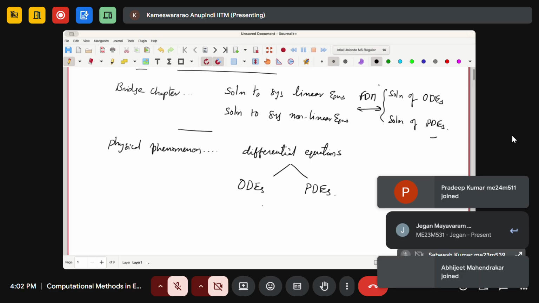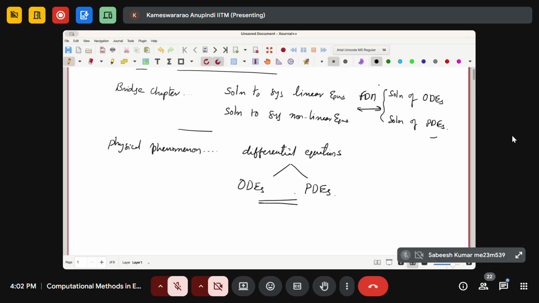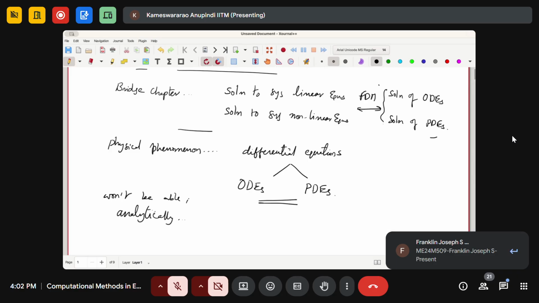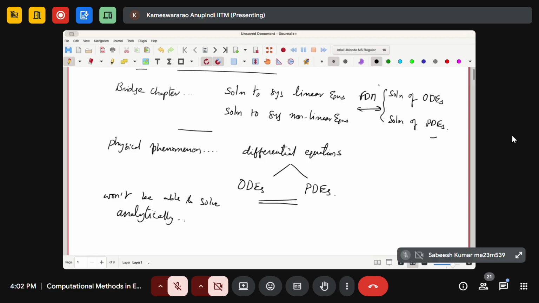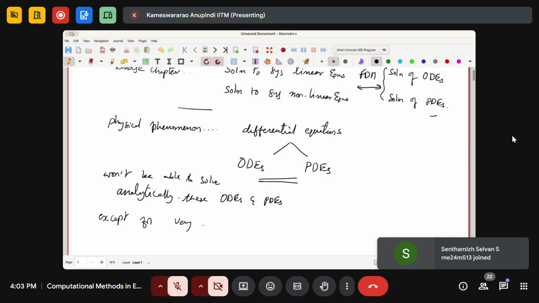Okay, but then we cannot solve these ODEs and PDEs. ODEs to some extent we can solve, but the PDEs we cannot solve analytically, right? Or even ODEs, it is very difficult to solve for several problems. So we won't be able to solve these equations, these ODEs and PDEs, analytically, except for very simple situations.